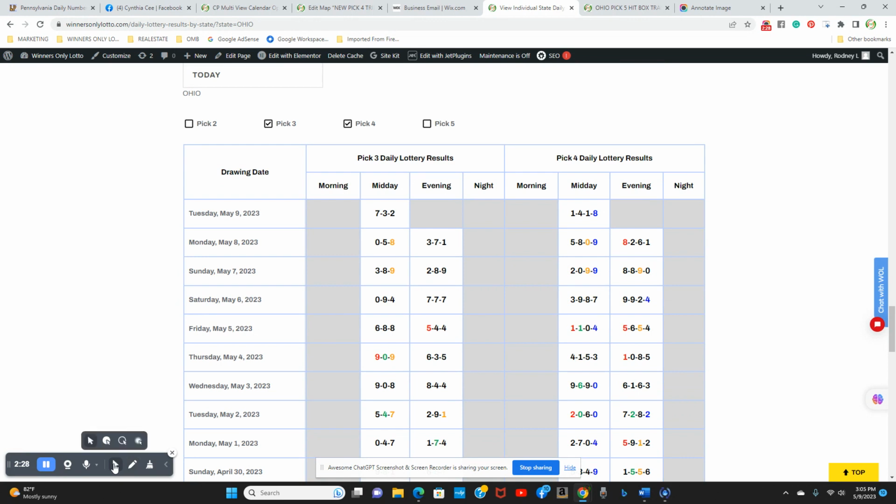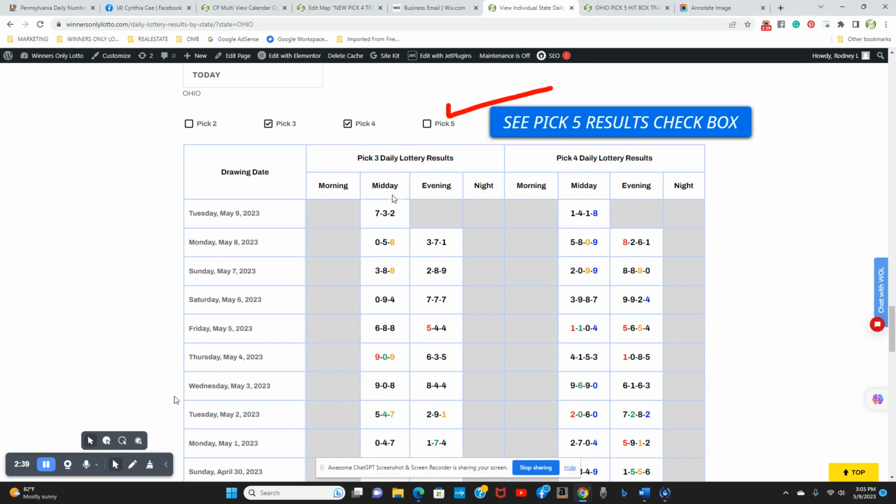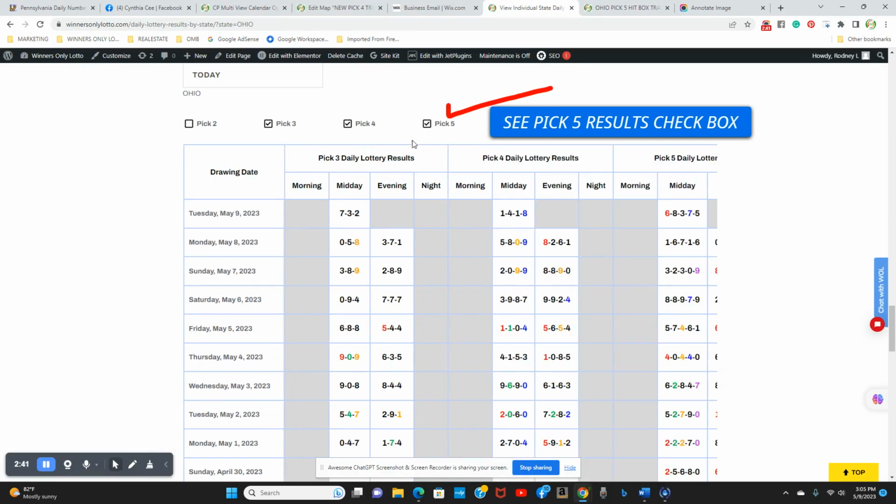I can come down here. I'm going to click this to expand the information for pick 5 as well. So let's click that. Now we got information for all of the Ohio games: pick 3, pick 4, and pick 5.